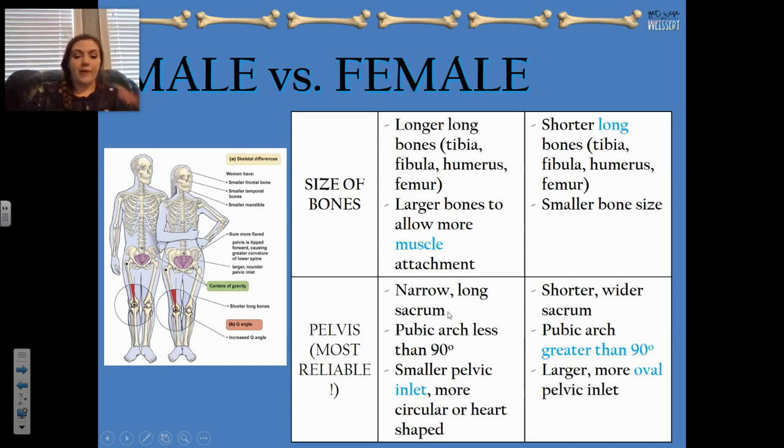Now for the pelvis, this is what I have a lot more pictures of. This is definitely the most obvious. Okay, so definitely the most obvious difference between the male and the female.